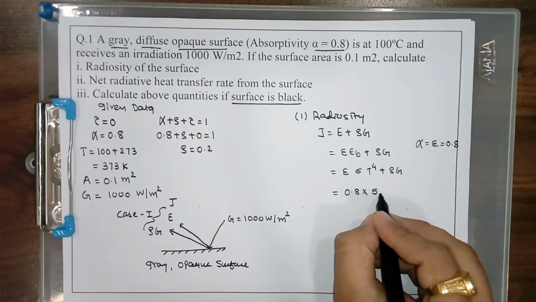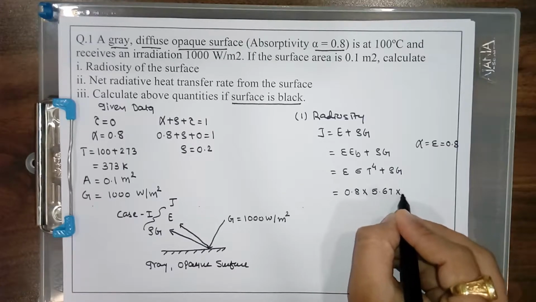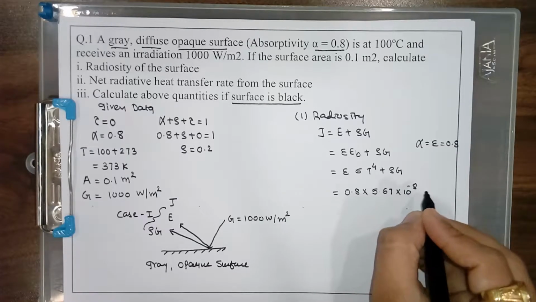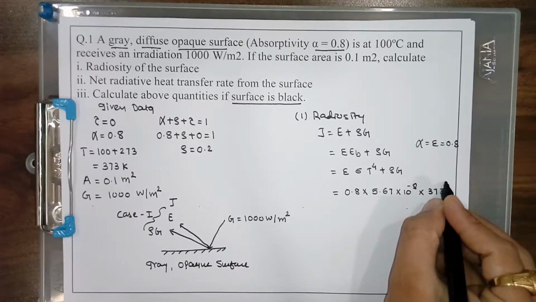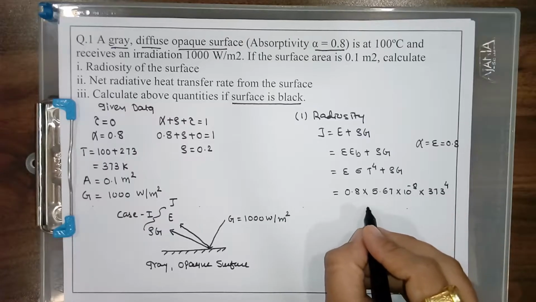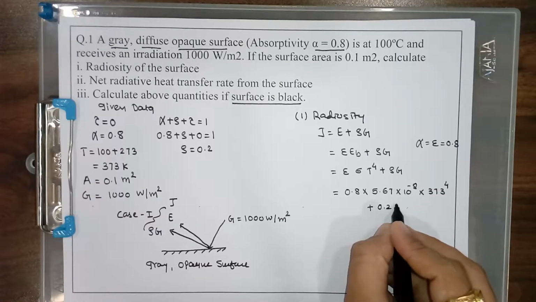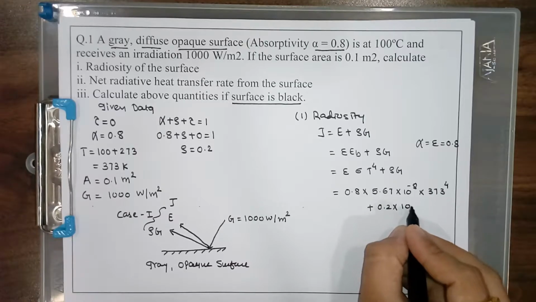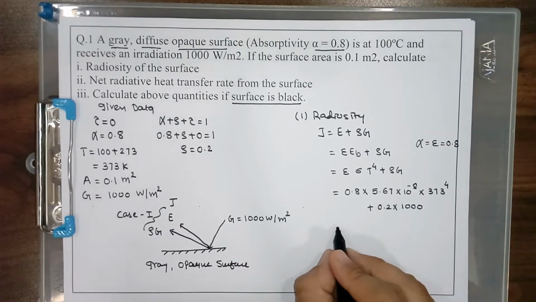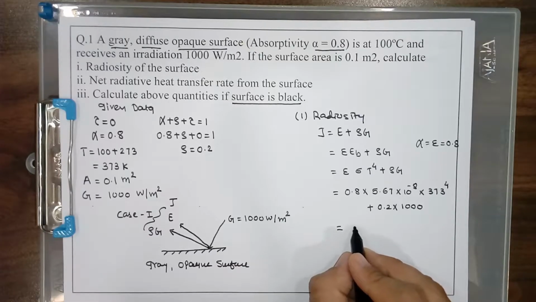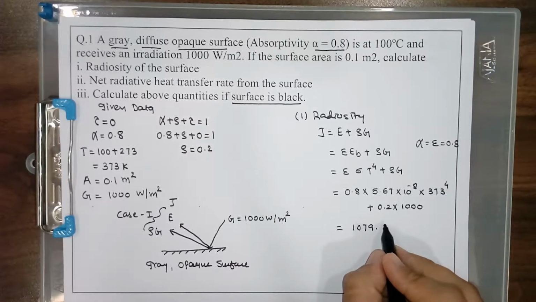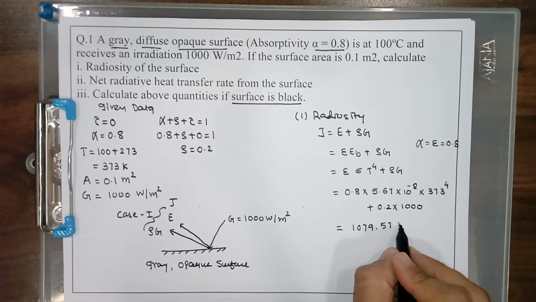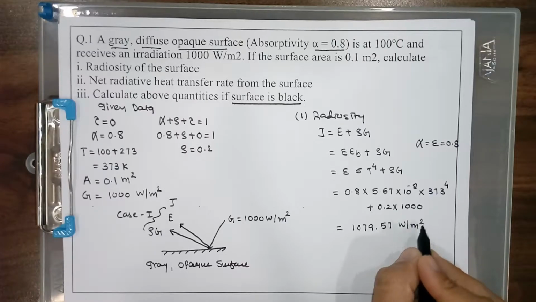The Stefan-Boltzmann constant is 5.67 times 10 to the power minus 8, into the surface temperature 373 to the power 4, plus the reflectivity 0.2 times the incident radiation, that is 1000. So finally our answer will come, and that is 1079.57 watt per meter square.